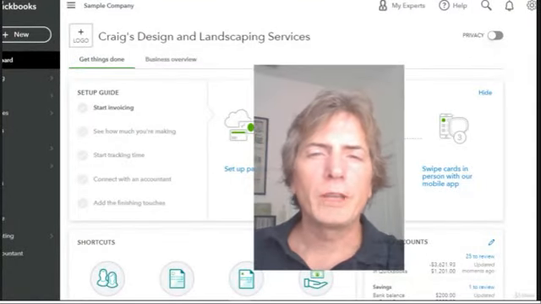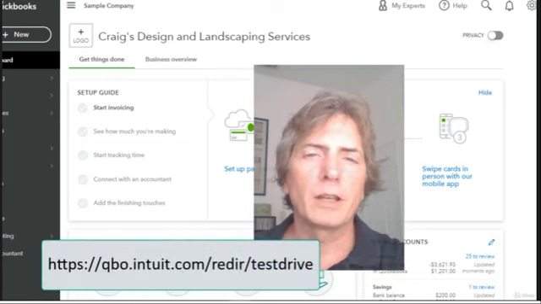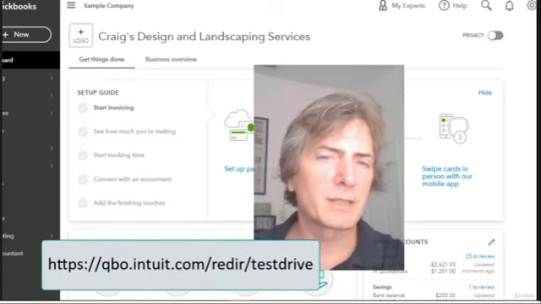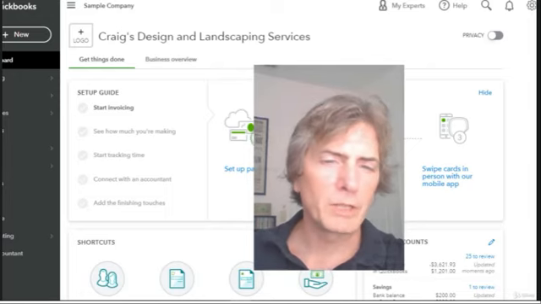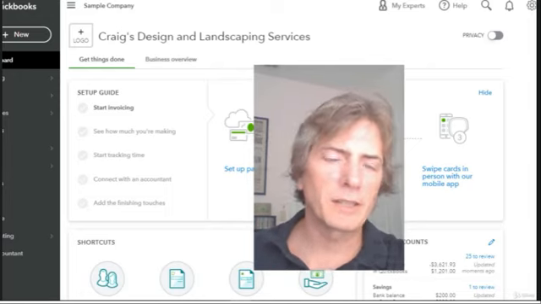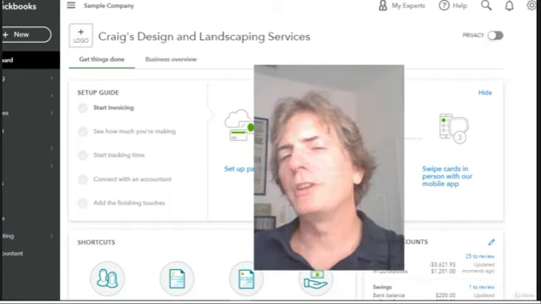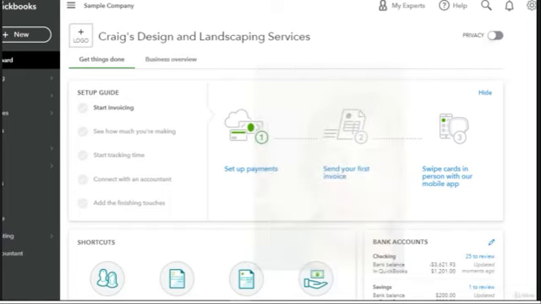Hey QuickBooks users, in this lesson we're going to look at something called prepaid expenses. And this is a very confusing topic for some people because they hear expense and they think it's an expense. But what we're going to see is that a prepaid expense is not an expense.